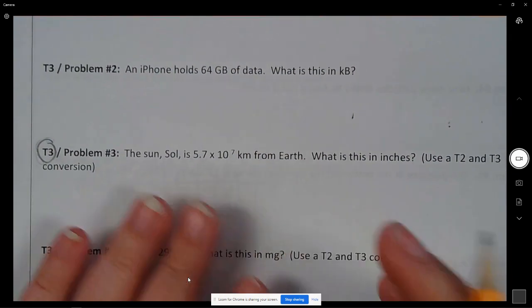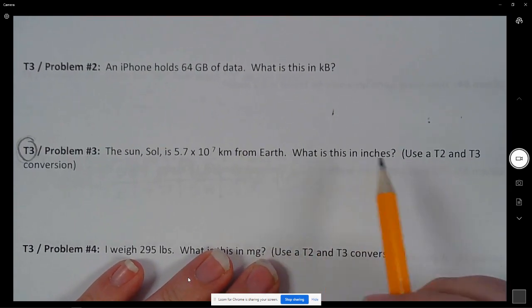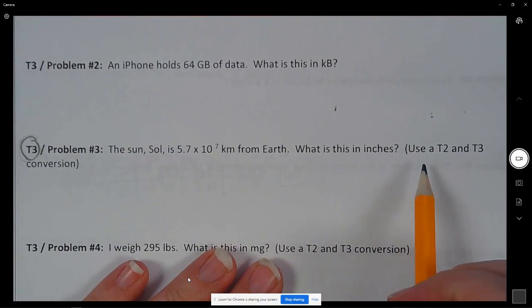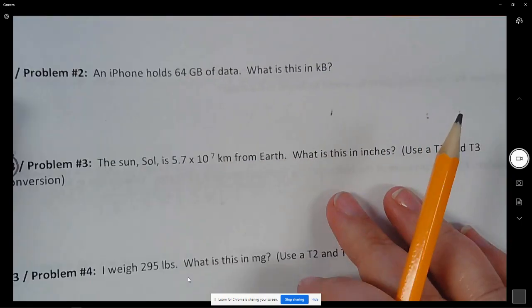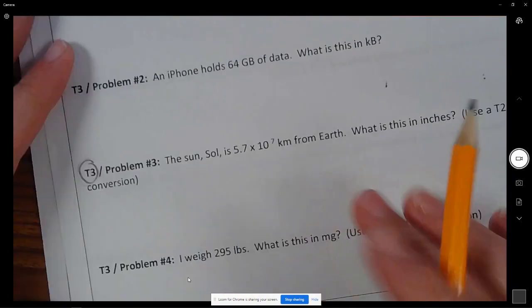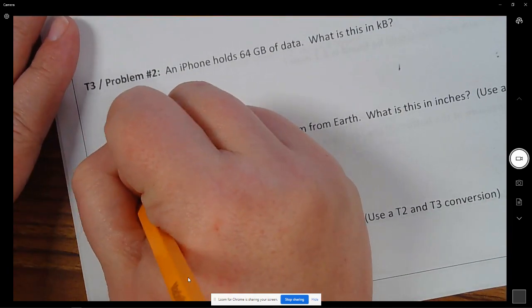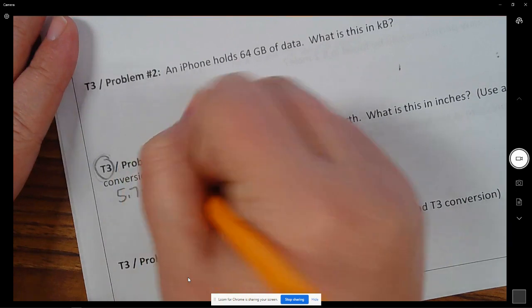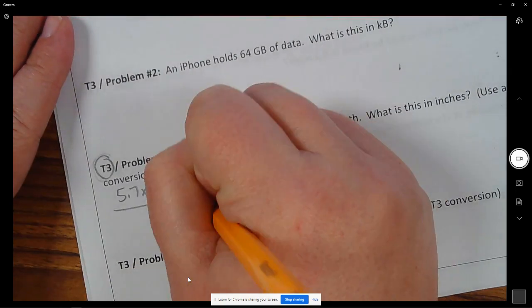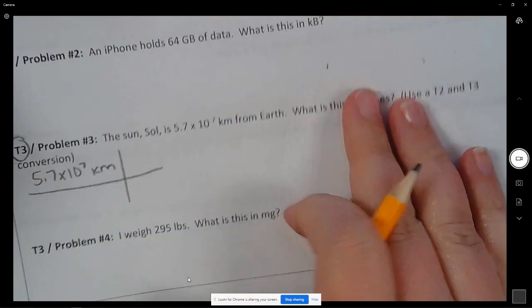So the sun, which is called Sol, is 5.7 times 10 to the 7th kilometers from Earth. What is this in inches? This does give us a hint that it's going to take a tier 2 and a tier 3 conversion. So I have kilometers, I want inches. We're going to write down what we start with. I start with 5.7 times 10 to the 7th kilometers.